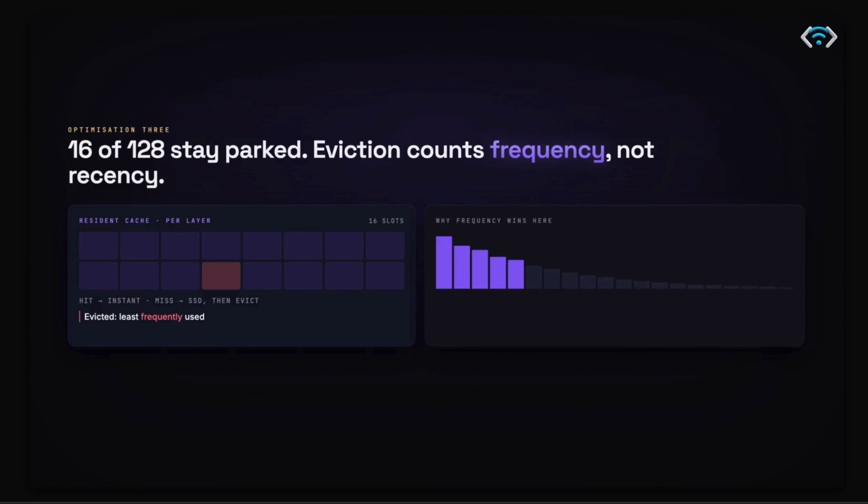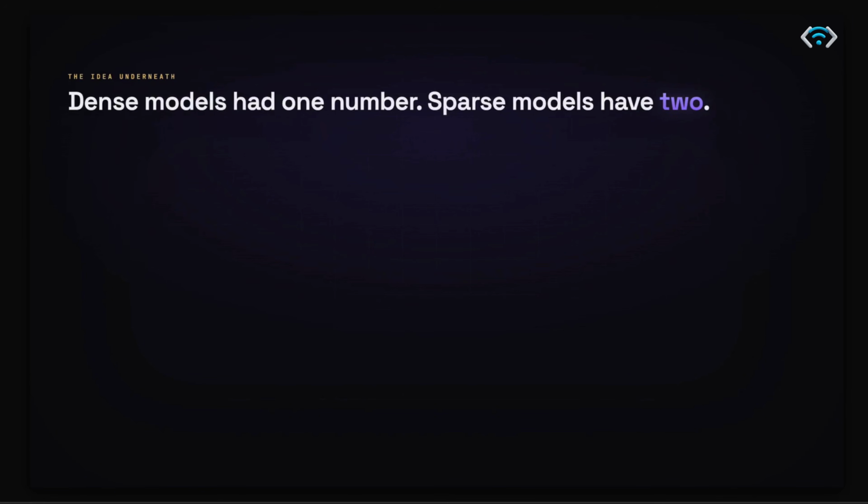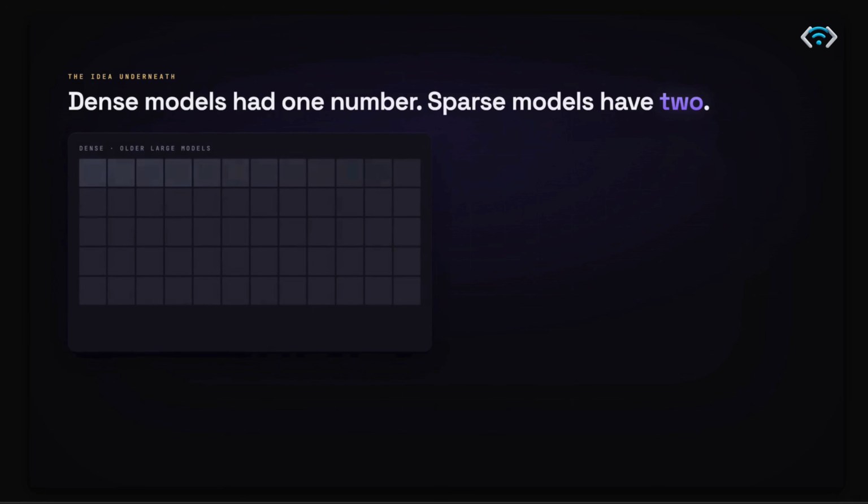And the reason is that expert routing isn't uniform. Some experts get selected constantly across all kinds of text. Others almost never come up. When usage is skewed, counting how often beats counting how recently. And the author is honest that this is a bet. The entire design assumes routing is predictable enough for a 16-slot cache to hit often. If every token wanted a random 8, you'd miss nearly every time and the whole thing would collapse.